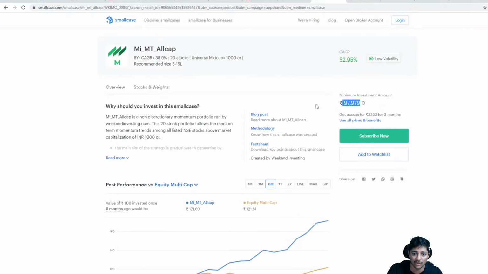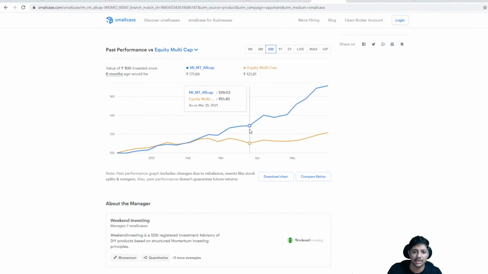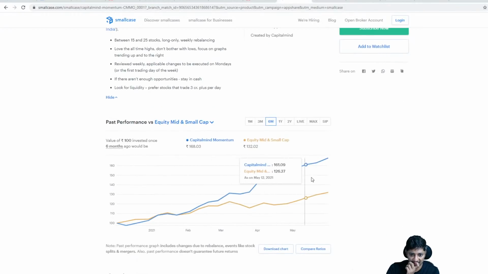Even this is volatile. Look at this. In 1 month it goes up, down, up, down, up. Everything's volatile. The market itself is volatile. So I would say don't care about the volatility. Why? Because you have to keep invested for at least 3 months, at least 6 months. Minimum 6 months you need to be invested.